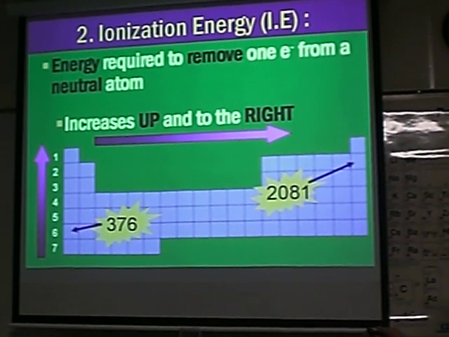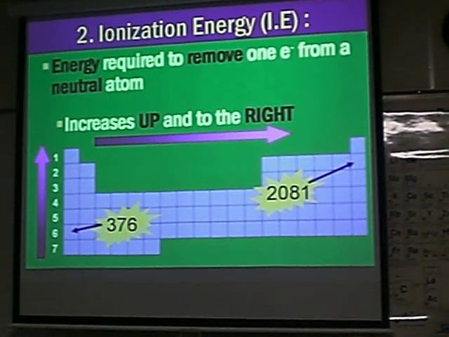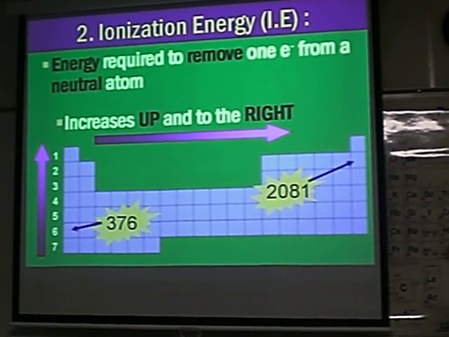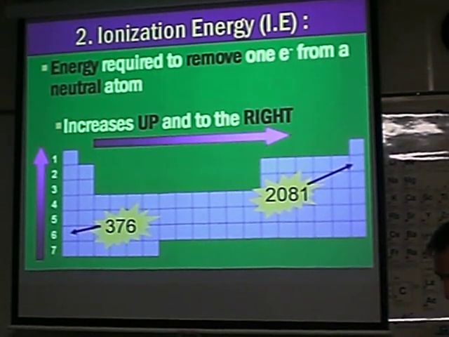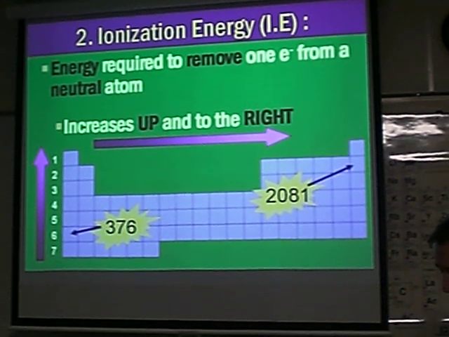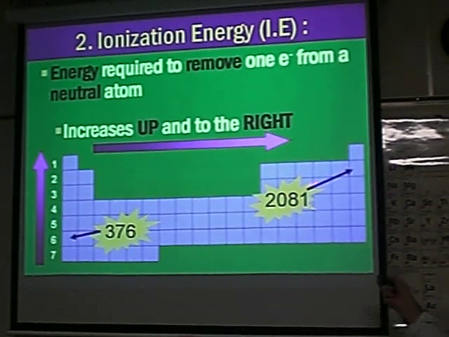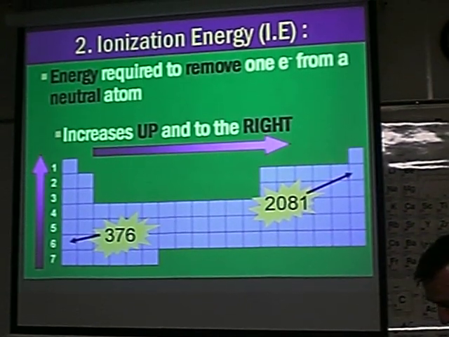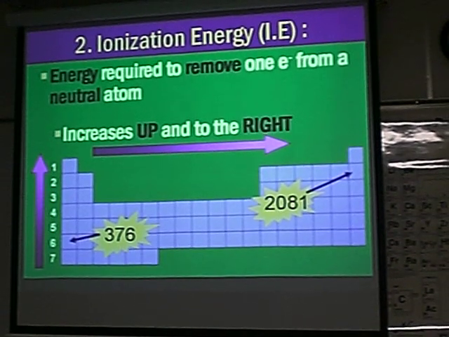For our purposes, we're going to consider electron affinity and ionization energy to be the same, at least the trend is the same. As you move from lower left to upper right, electron affinity, electronegativity, and ionization energy all increase. So that's number 7. Number 8.